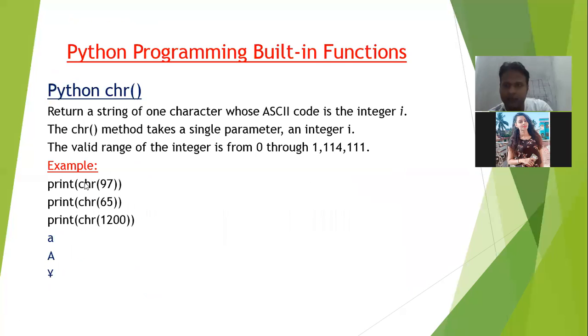Then Python chr function. It returns a string of one character whose ASCII code is an integer. Print chr 97 gives a. Print chr 65 is capital A. 1200 is this symbol.